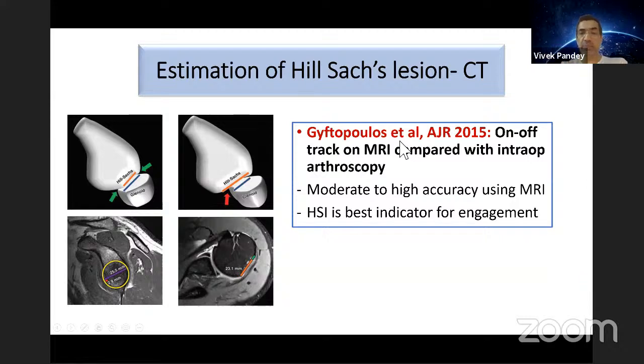A recent study published in the American Journal of Roentgenology says that off and on track on MRI can be compared very nicely with intraoperative arthroscopy. And that's what Aditya was saying, that if you do the measurement very well on the MRI, not necessarily do you always need a CT, but yes, your acquisition should be in a perfect plane and the quality of the MRI should be good.